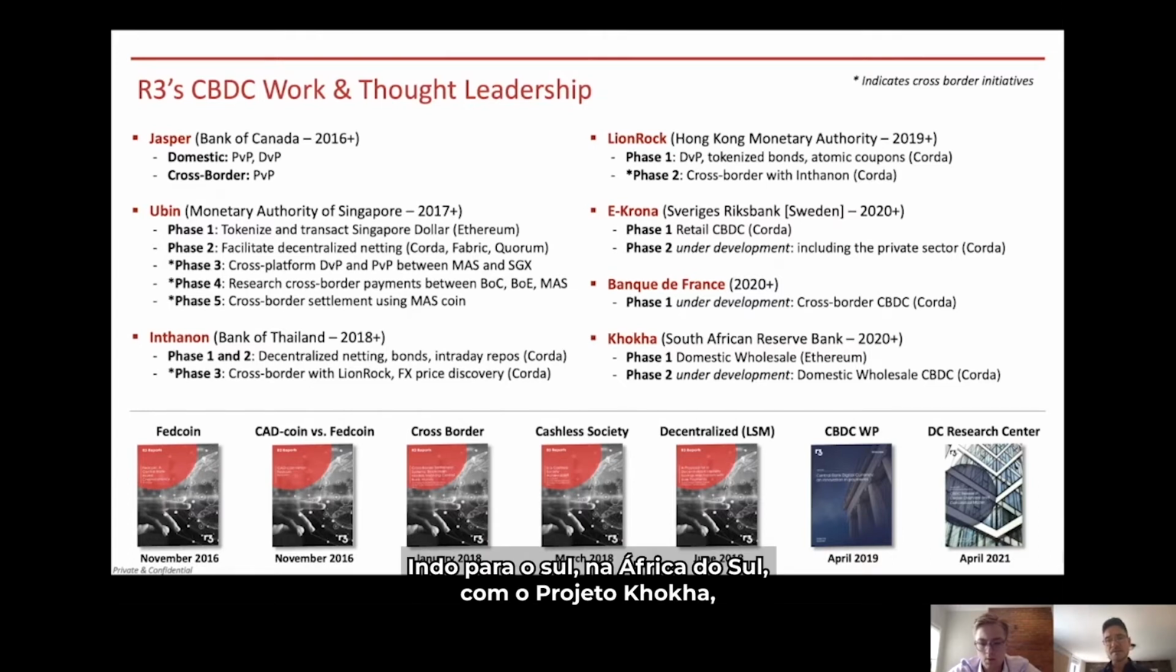And then moving further south, if you like, into South Africa with Project Coca, and really looking at both domestic wholesale CBDCs on various technologies, and looking at the interoperability of these technologies. And interoperability is something that we'll talk about in a little bit more detail.